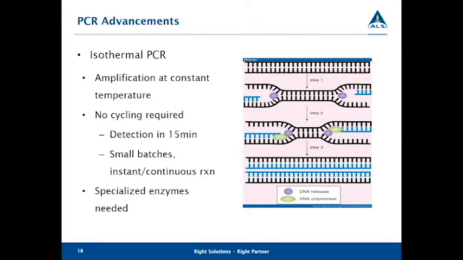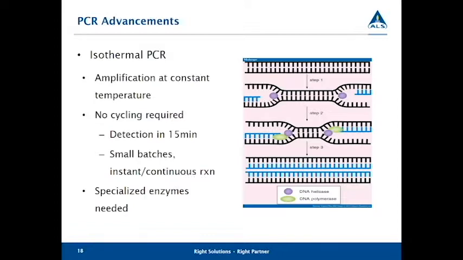Other advancements is isothermal PCR. So instead of using heating and cooling to separate the double-stranded DNA for replication, a DNA helicase is added to the reaction, and it's used to separate the double-stranded DNA and allow the Taq to replicate the target sequence without all the heating and cooling cycles. This is very rapid. It can go to completion in as little as 15 minutes.